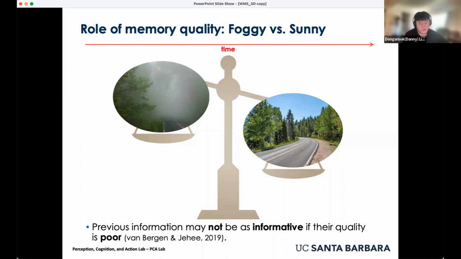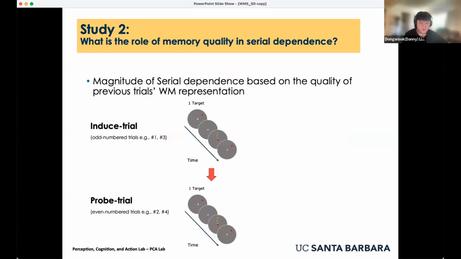This idea is supported by Bergen and Jehee's 2019 paper, which suggests the weight given to the current and previous information is determined by its relative quality, and placing more weight on previous information leads to a serial dependence bias. So in study 2, we aim to investigate how this difference in the quality of working memory influenced the magnitude of serial dependence. We employed the same memory-guided saccade task as in the first study.